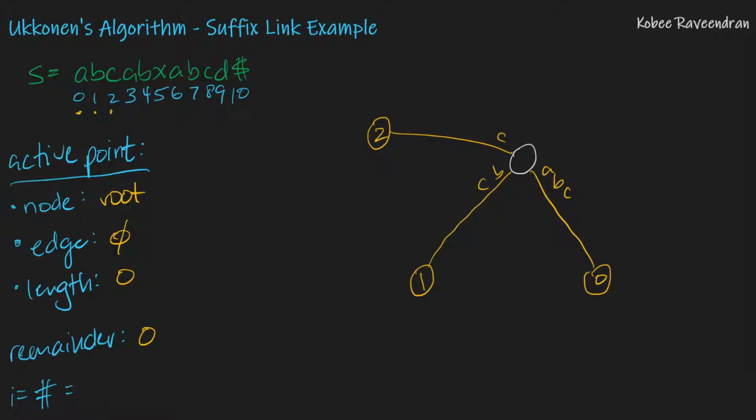Now next iteration, iteration 3, we have an A. So we will add the A to all of the leaf edges first.